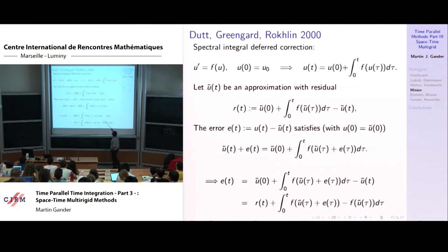And in this form, you recognize that the residual appears, almost. You see, the residual had a u0 tilde, which is here. The residual had a minus u tilde, which appears here. But in the middle, it had an f of u tilde. And here we have an f of u tilde plus e. So not quite. So I have to add and subtract an f of u tilde integrated. Then I get the residual, and I have to sort of subtract it again. So the error satisfies an integral equation with the residual and the error again under the integral.